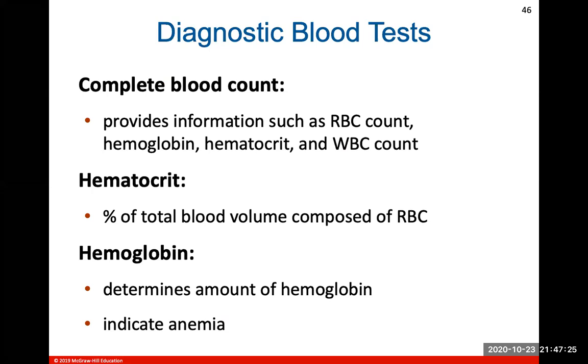Diagnostic blood tests. This is what many clinics use to determine blood numbers, especially white blood cells and red blood cells. The complete blood count, as we call it, provides information such as red blood cell count, hemoglobin, hematocrit, and white blood cell count. The hematocrit is the percentage of total blood volume composed of your red blood cells, and hemoglobin determines the amount of hemoglobin. If it's too low, it could indicate anemia.